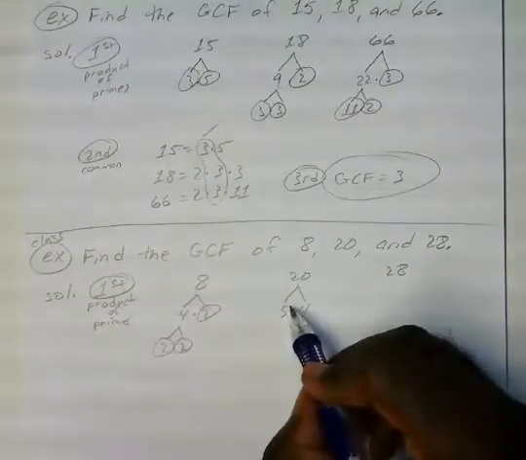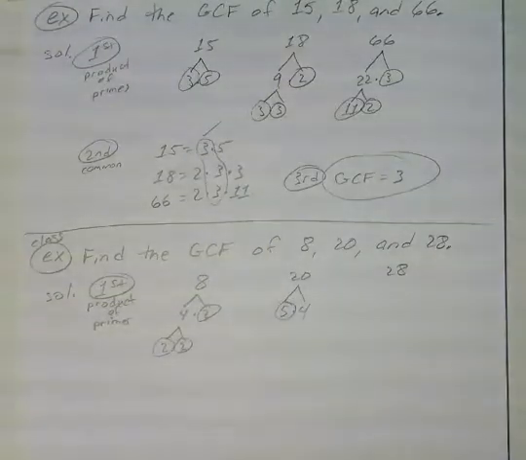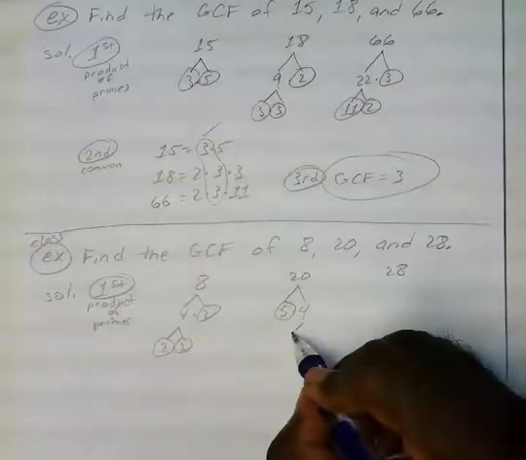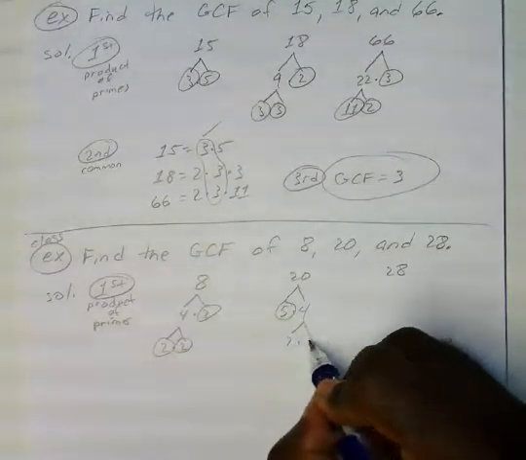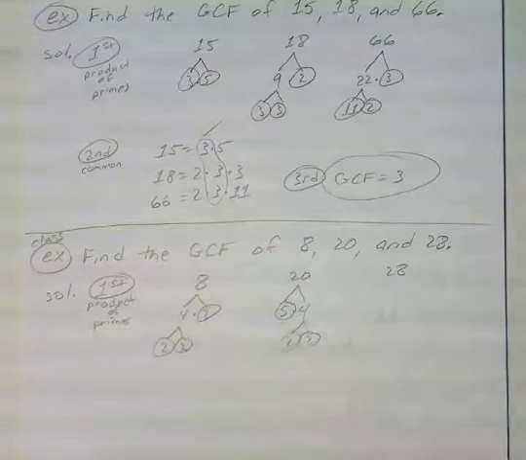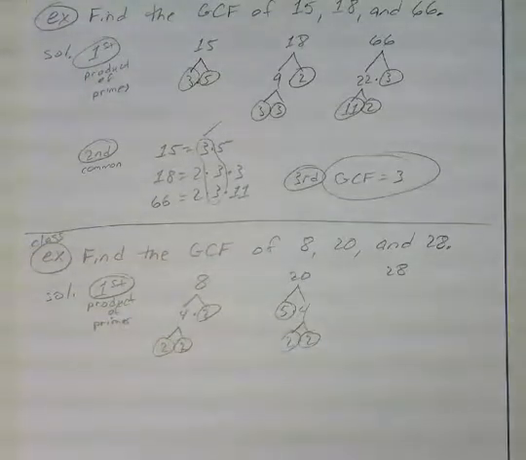Okay, so the 5, can't reduce that anymore, so we go ahead and circle it. The 4, you can make that 2 times 2, and neither one of those 2's can be factored any lower, so we can go ahead and circle those.